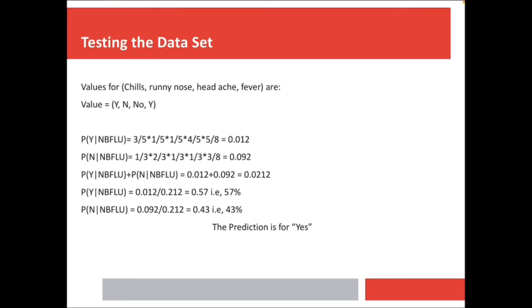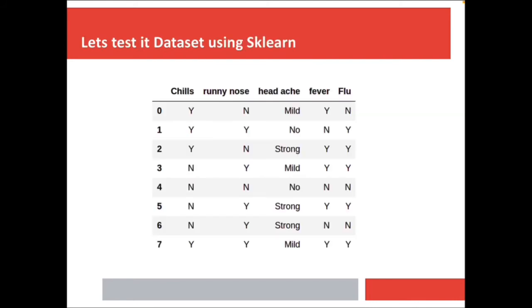On calculating these values, it will result in this, and on addition of these both we will get this. Then we will divide this value with this, and again this with this. On clear division we will get 0.57, that is 57%, and 0.43, that is 43%. So our prediction will be yes, the person will be having the flu. Let's test it on the dataset using sklearn.